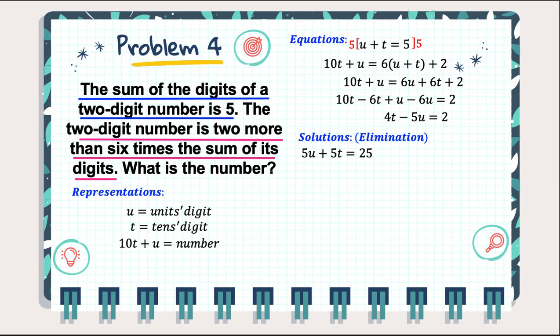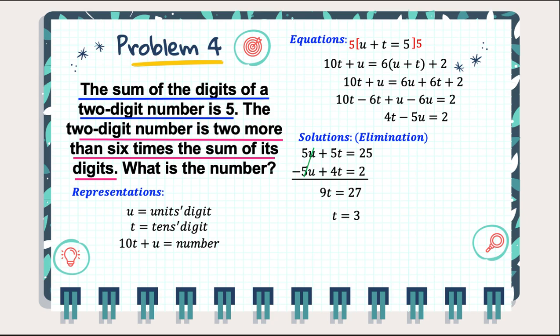Write the second equation, with u as the first term. So negative 5u plus 4t equals 2. Add the equations, so we can now eliminate u. So 5t plus 4t equals 9t, and 25 plus 2 equals 27. Divide both sides by 9, so the value of t is 3. Again here, we cannot have a fraction for our tens or units digit. Okay, next, let us proceed.